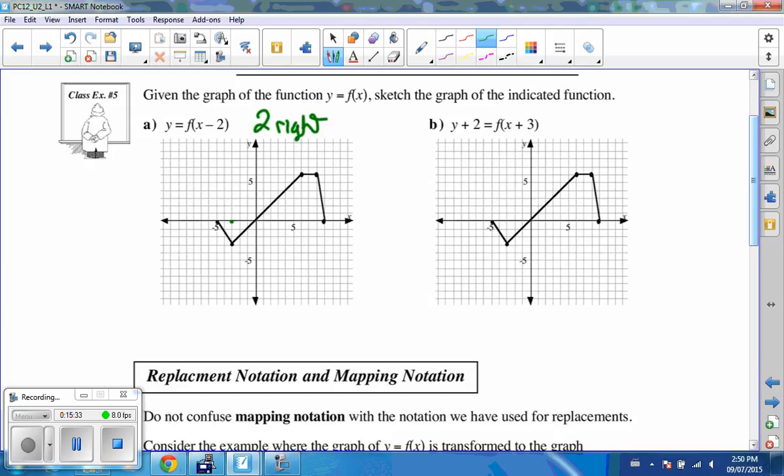So I'm going to move that to there, this to here, this to here, this to here, this to here, that to there, and then connect my dots. Done and done.